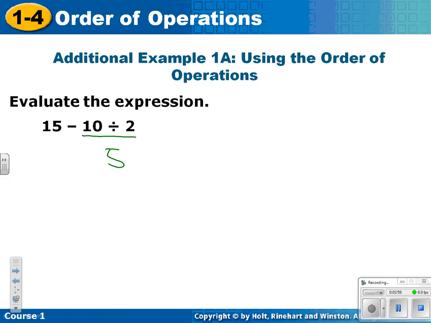This is what I need you to do. 15 minus 5 is 10. See that? I know that it seems lame that you have to do that. But you know what? We've got to take it one step at a time.